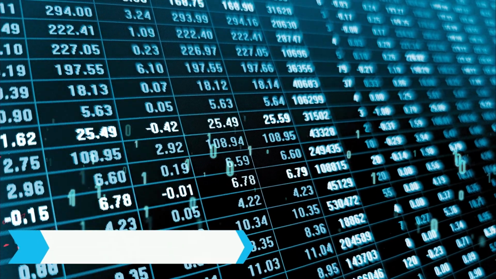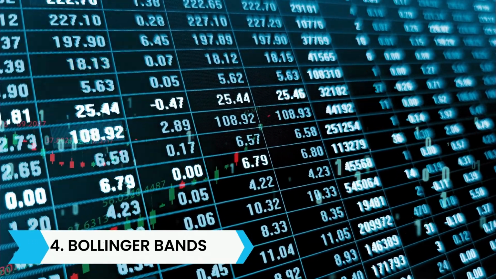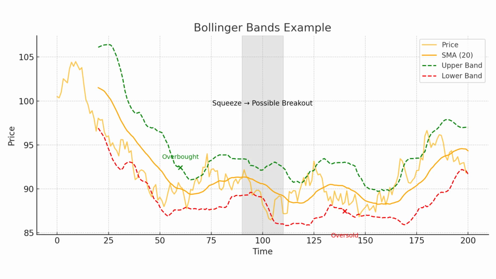The 4th indicator is Bollinger Bands. Think of Bollinger Bands like a volatility bubble around the price. There is a middle SMA line and 2 bands placed 2 standard deviations above and below. The bands contract during low volatility and expand during high volatility.